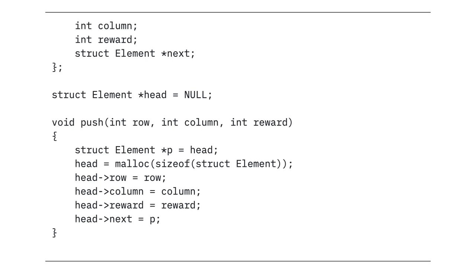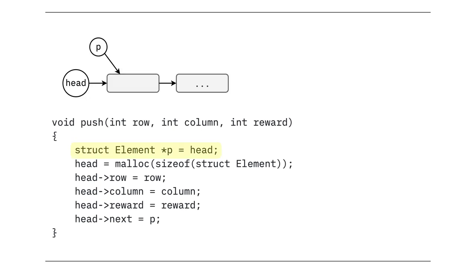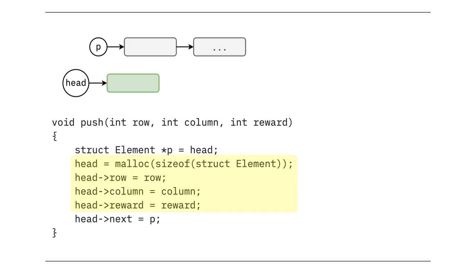Then we can push elements to the stack like this. First, we create a temporary pointer to point to the element at the top of the stack or null if there are no elements. Then we allocate memory for the element being pushed to the stack and populate its row, column, and reward properties. And then finally we connect the new element to the previous top of the stack.